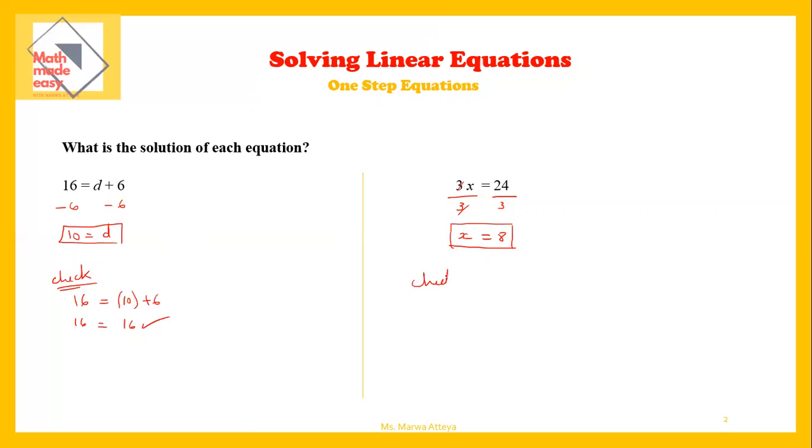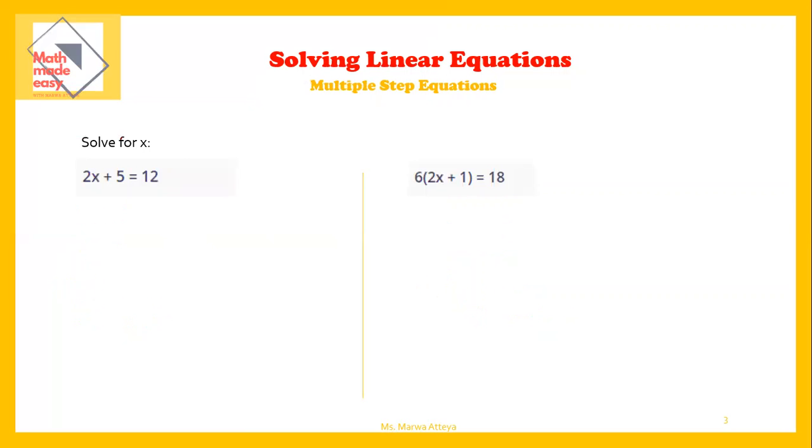We can check by substituting for x in the original equation. So 3 multiplied by 8, and we're not sure if it's equal to 24. Yes, 3 times 8 is 24, and 24 is equal to 24 on this side. So yes, my answer is correct. Okay, so this is a one-step equation. This is the most simple and easy, but we are going to use it in our future questions.